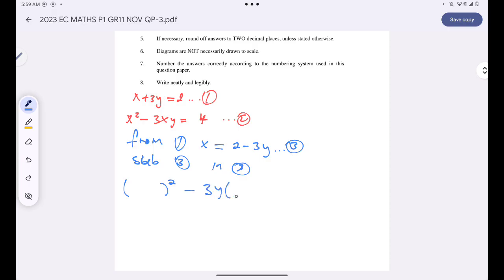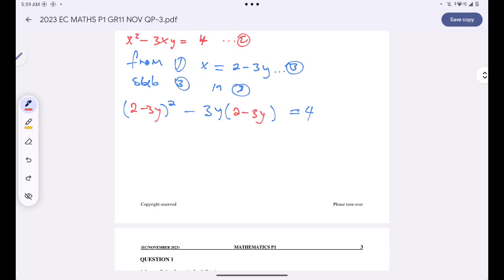and I do have 3xy, 3y, this is equal to 4, right? Whenever I come across x, I need to substitute 2 minus 3y. Are you together? Then now I'm supposed to just remove the brackets and then solve for y.